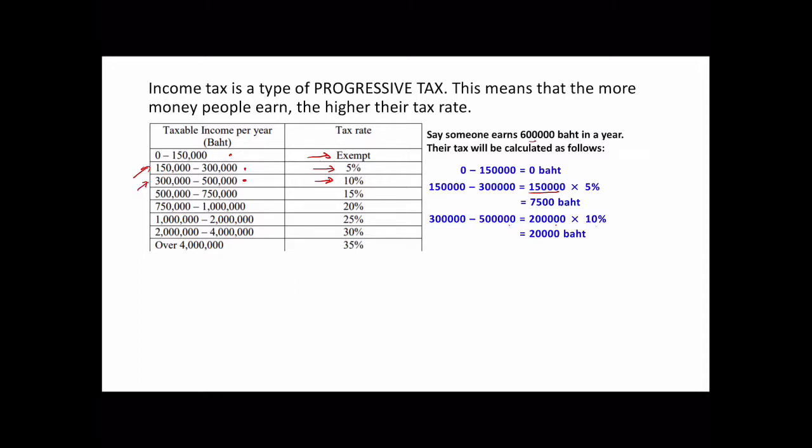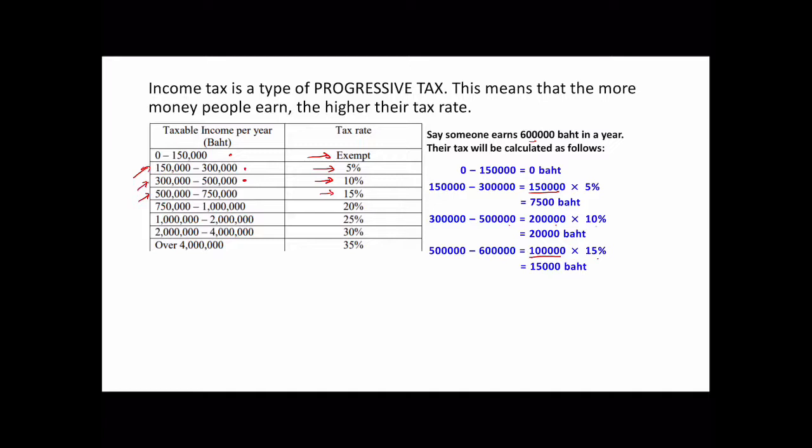So now we look at the next one. In this one here, between 500 and 750,000, you pay 15%. Okay, so the amount that this person has earned over 500,000 is 100. So 600,000 minus 500,000, and on that they pay 15%. So in that bit, they would pay 15,000 baht.